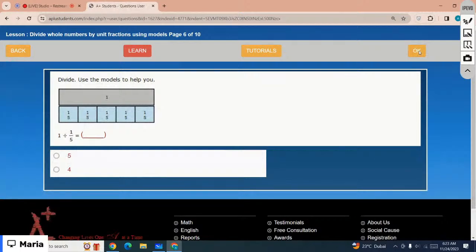Divide, use the model to help you. 1 divided by 1 fifth, which is the correct option? The correct option is 5.